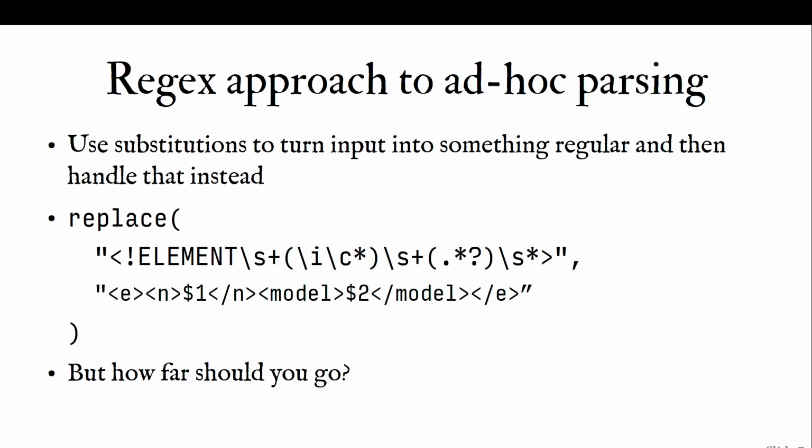So the regular expression here is element, and then we've got spaces, and we've got \i for an initial letter, \c for a name character, and star meaning any number of them. So I'm matching the element name, and then the content model is anything up to the angle bracket, and I turn it into XML elements. I'm kind of skipping some details here.